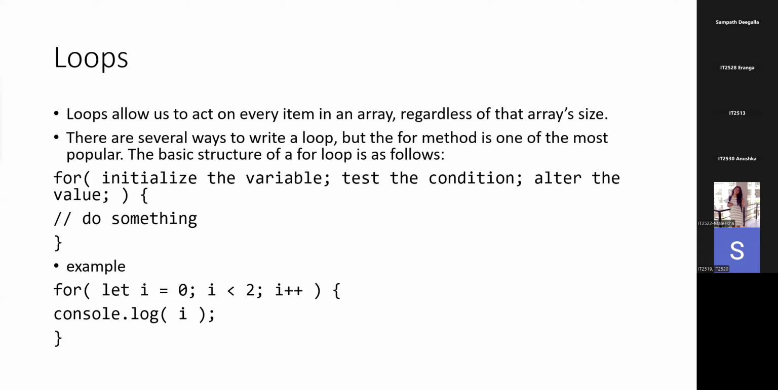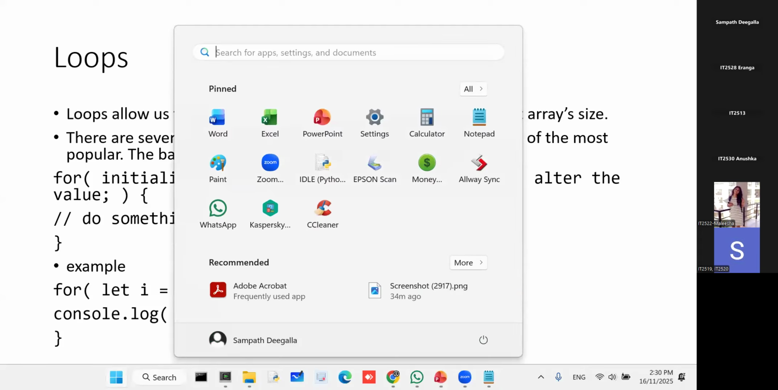So what happens here now? You start with 0, and you have a test condition until the i is less than 2. You are going to keep incrementing. You'll get 0, then we have 1. Right. So let's check this.